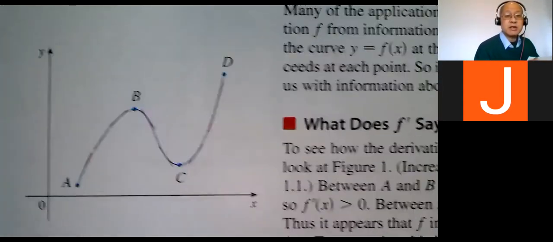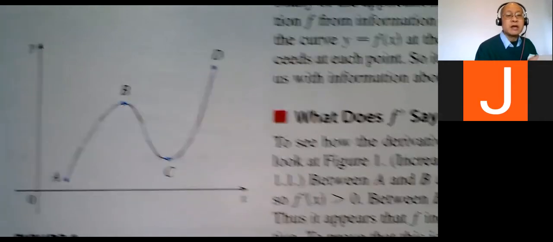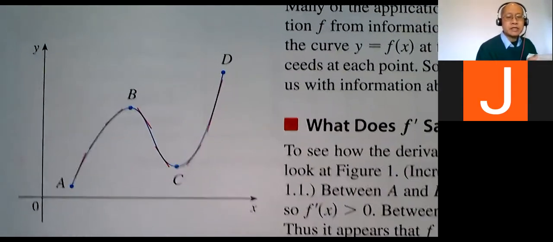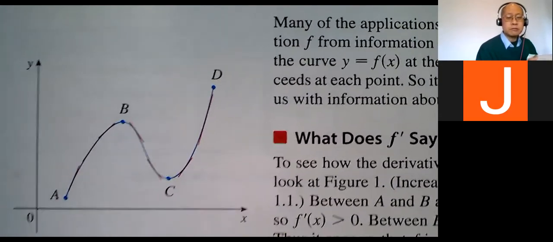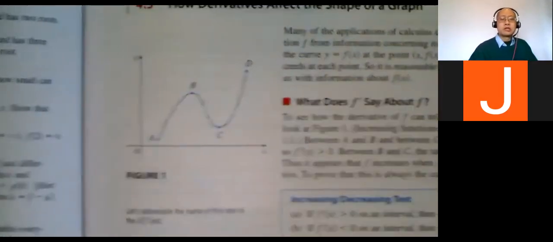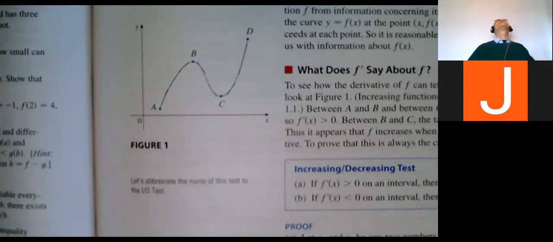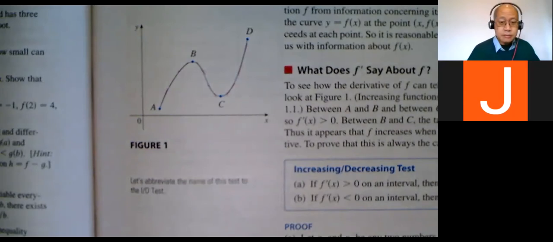Okay, and I'll try to raise it up again. Okay, now can you see those red tangent lines, right? So between A and B, positive slope. Between B and C, negative slope. From C to D, positive slope. So between A and B, if you're on that roller coaster ride, you're going up, and then between B and C, you're going down, and then from C to D, you're going back up again.